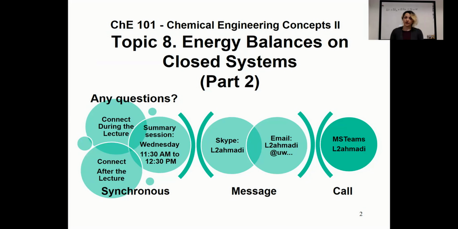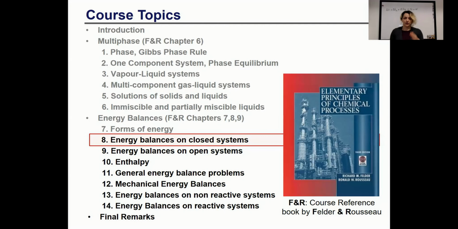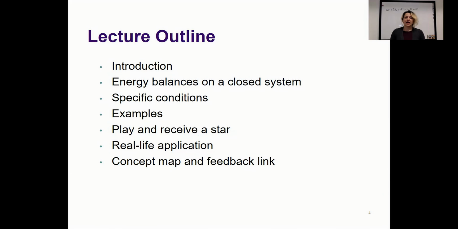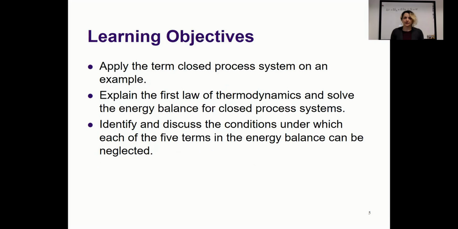For today's lecture, we're going to talk about energy balance on closed systems. We will go back to the calorimeter, and you can see it in our course topics. The reference book that we have: whenever you see F and R during the lecture, it represents our reference book. Here is our lecture outline: introduction, the energy balance on closed systems, specific conditions that we would have, a couple of examples, the play and receive a star section, like always the real life application and the concept map, and at the end a feedback link.